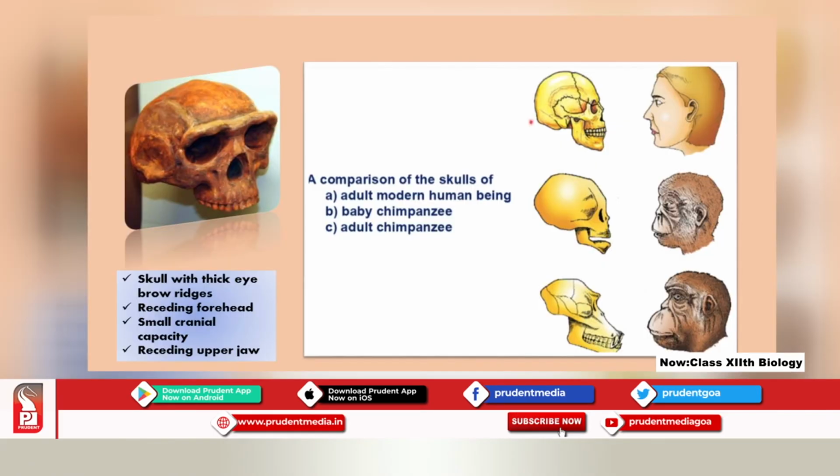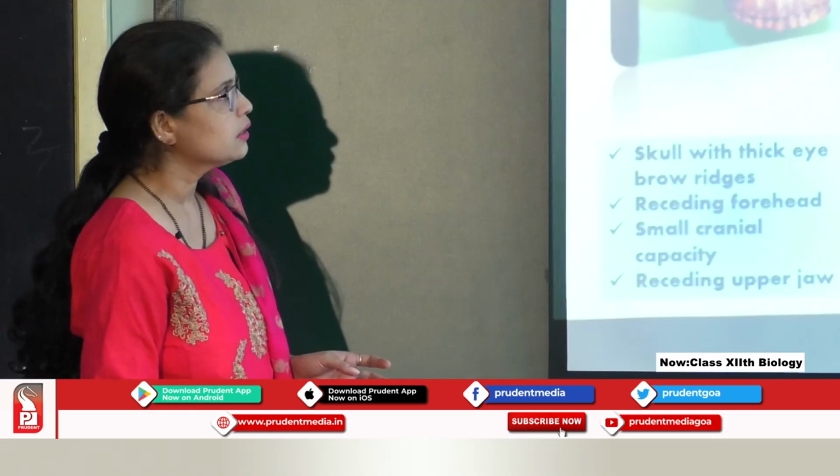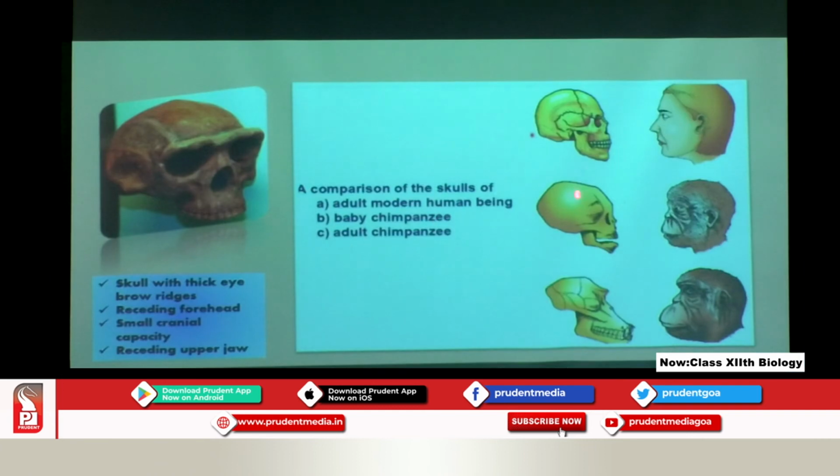Fine. Now look at this, comparison has been done between human skull, chimpanzee skull, chimpanzee baby skull and chimpanzee adult skull. So one thing is clear, the baby chimpanzee skull resembles the human skull more than the adult chimpanzee, suggesting that yes, chimpanzee could have been our ancestor. We might have been the descendants of this kind of organisms.